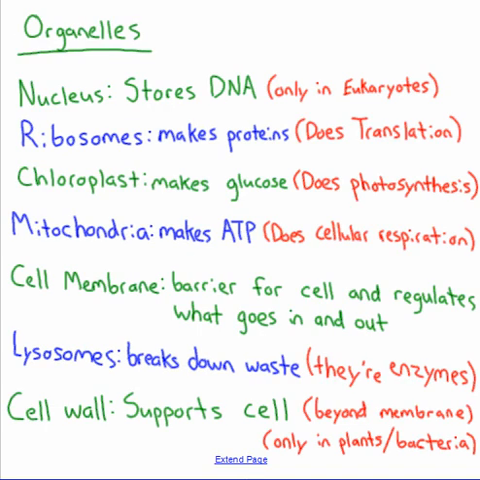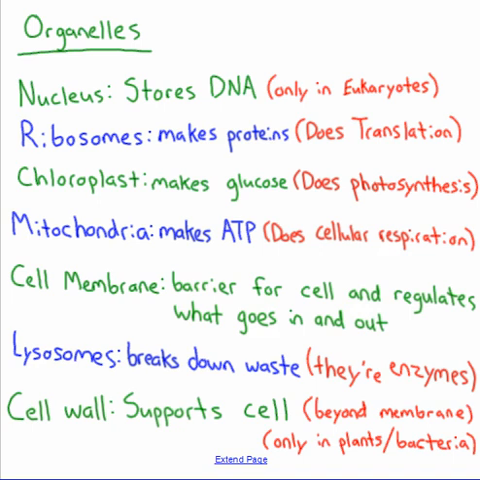Up next, we're going to talk about the organelles. To be clear, we definitely have gone over more organelles than the ones that are on the board right now, but these are ones that I felt were the most important throughout what we've learned this year. So the first one is the nucleus. Nucleus stores the DNA. A big thing to remember here, though, is that the nucleus is only in eukaryotic cells.